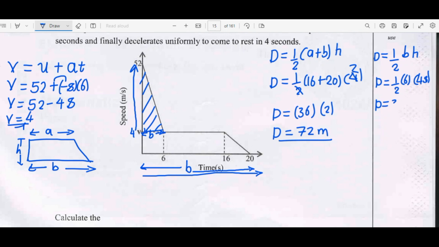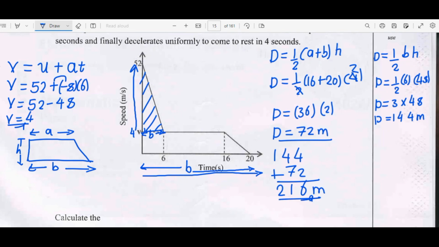Then half of 6 is 3. 3 times 48. So 3 times 8 will give us 24, carry 2. 3 times 4 will give us 12 plus 2, which is 144 meters. Then our final answer will just be 72 plus 144. So let's do the addition. 144 plus 72. 4 plus 2 is 6. 7 plus 4 is 11. We write 1, then we keep the 1. So our total is 216 meters. So that's our final answer.